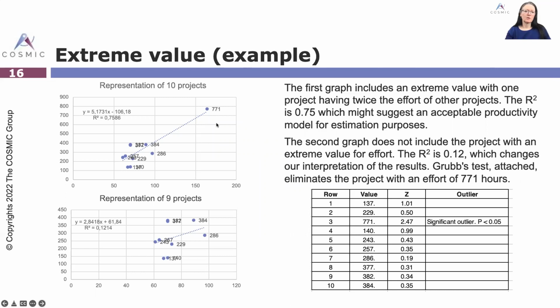Then if we take it out and make the same representation with 9 projects, this second graph does not include that project, and it shows that the R square is now 0.12, which is much lower. So it changes completely the interpretation of results. So the Grubbs test that is attached here suggests to eliminate project number 3 with a value of 771.